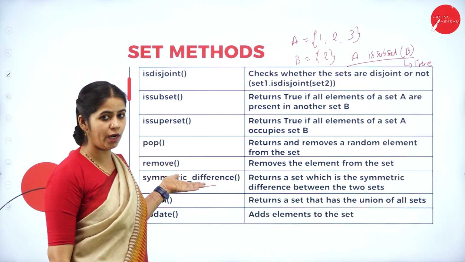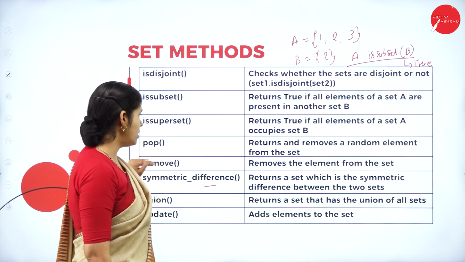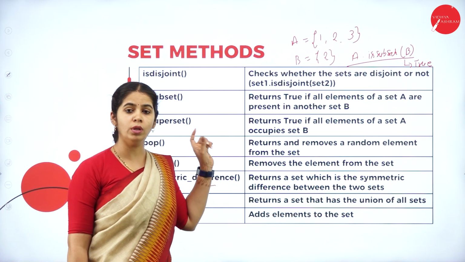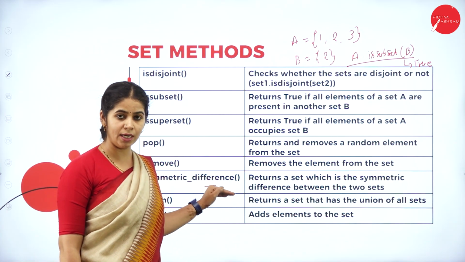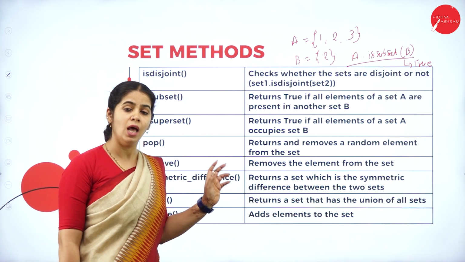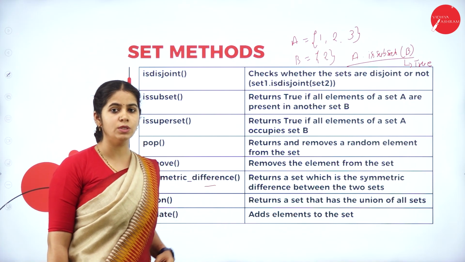Then pop, we have already discussed. It will randomly remove an element from the set, and remove is used to remove a particular element from the set. Then symmetric difference, already discussed. Except for the common elements between sets A and B, all the elements will be printed.